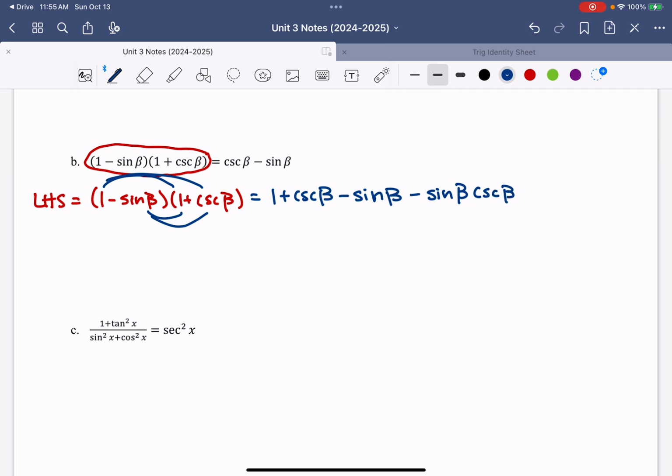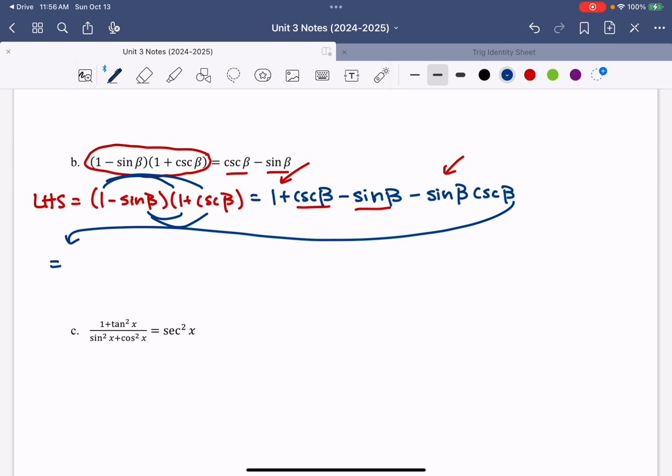Okay, sweet. So I see the start of what I want to get to, right? I have a cosecant beta and then minus a sine beta. So we need to try to eliminate these other two terms. Well, I know that sine beta and cosecant of beta are the reciprocal identities of each other. So I'm going to have a 1 plus cosecant beta minus sine beta. And then if I turn my cosecant into its reciprocal identity, I'm going to have minus sine of beta times 1 over sine beta.